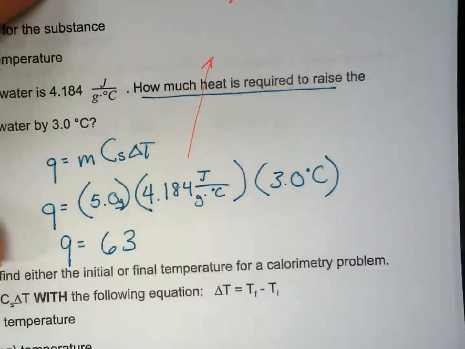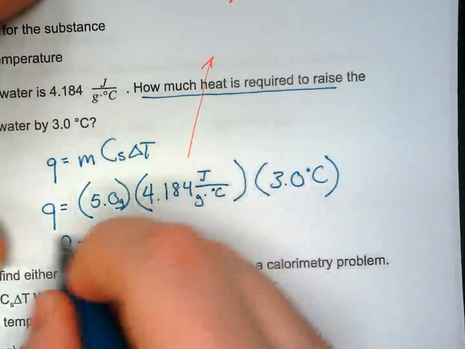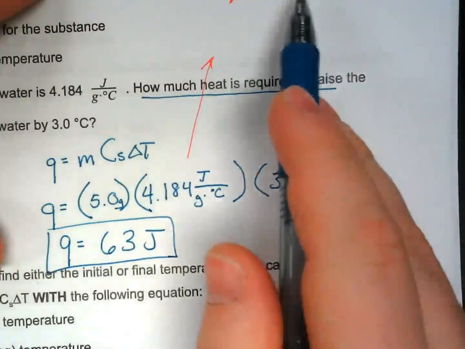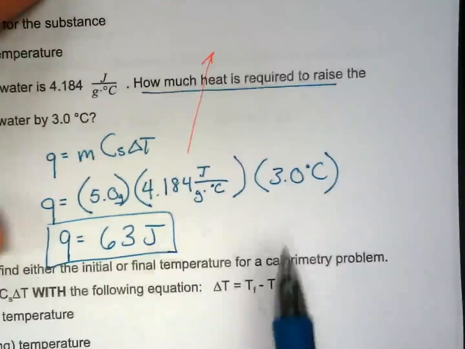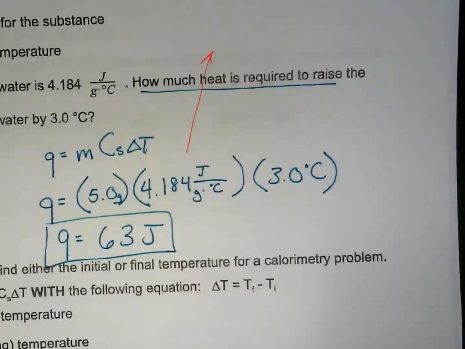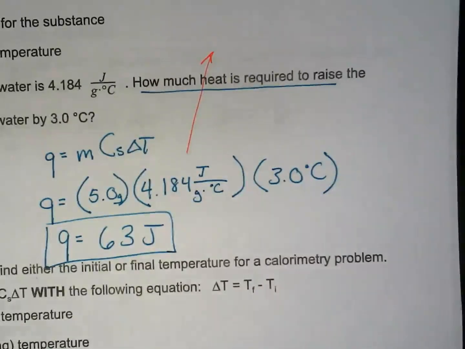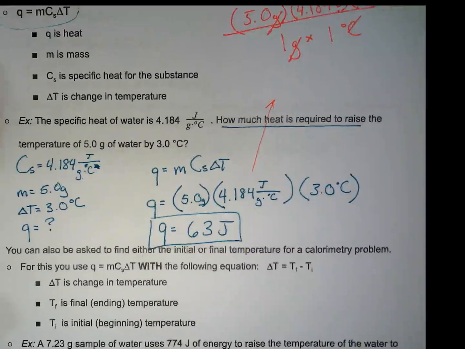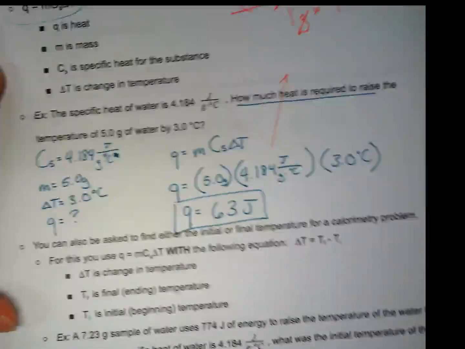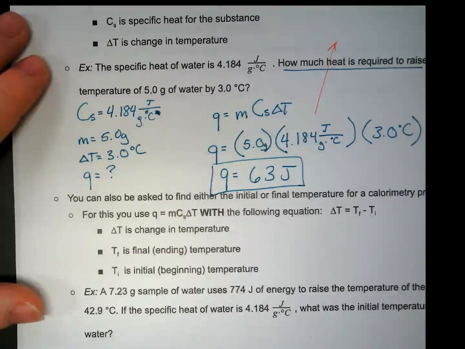Again, we already know that because we're looking for heat, but just to double check, this is how we can do it. So yeah, 100%, this is how we're going to calculate the heat within this particular reaction. And in this case, it's going to be 63 joules. Okay. So that's when we're trying to find the heat.